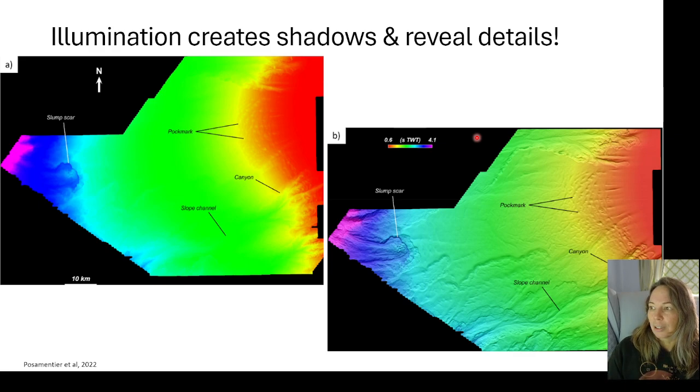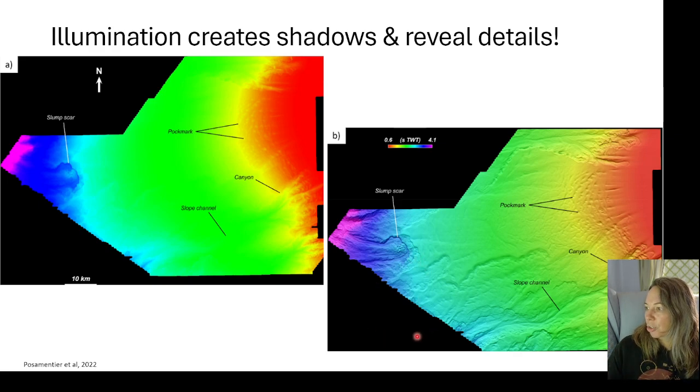Here's another case of illumination where if we look on the left, it looks like we have something very nondescript. We see a slump scar, we see some canyons. Obviously, we're quite zoomed out. We can see some hints of pockmarks. I think some of this is also a case of not having an optimal color bar because all the green kind of blends together. But even just using illumination, we're adding in these shadows on the right-hand side that reveal so much more structure.